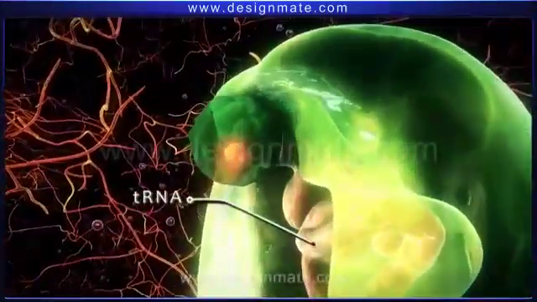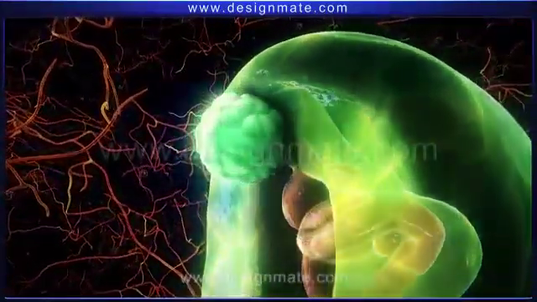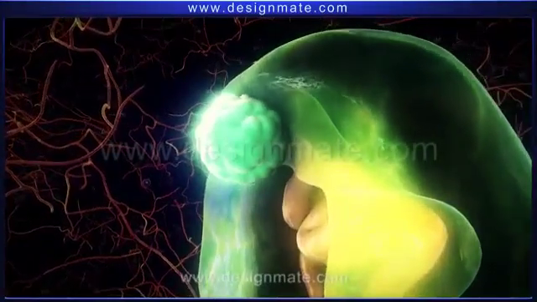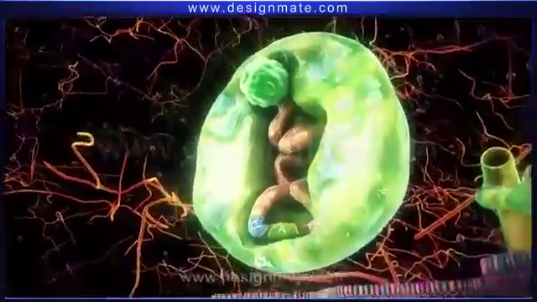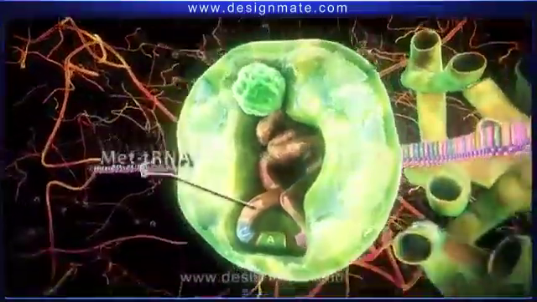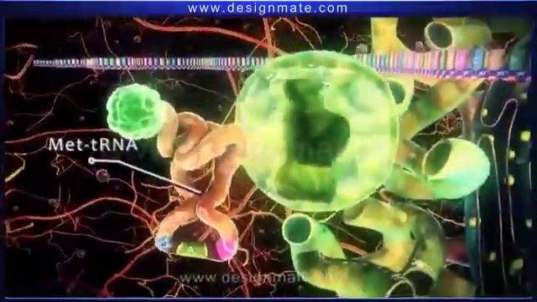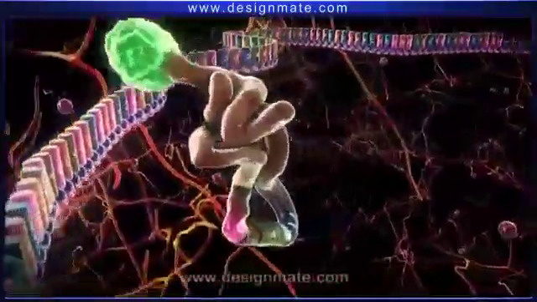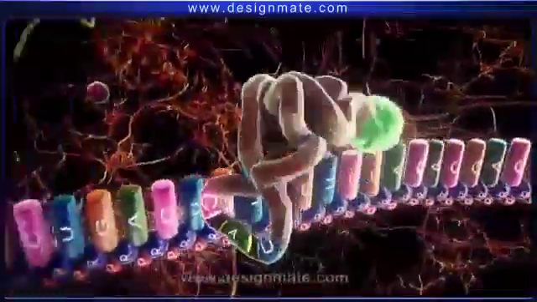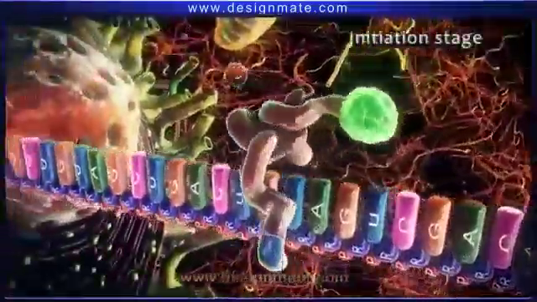Finally, tRNA and the activated amino acid bind together. This aminoacylated tRNA is known as met-tRNA and is released from the enzyme. This marks the commencement of the first stage of protein synthesis, the initiation stage.